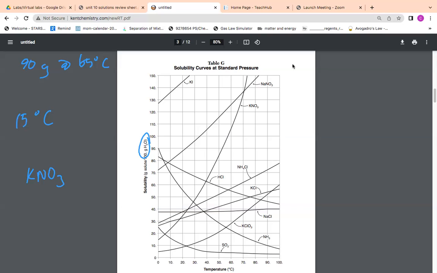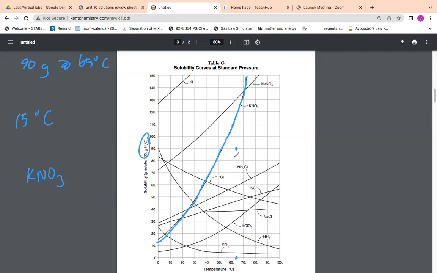So that's over here. Oh, this one's going to be hard to trace. Bear with me. Okay. There we go. Okay, so again, first we're at 65 degrees, which is right in between 60 and 70, and we were at 90 grams, which is right here. This is unsaturated. At this temperature, this amount of water can still dissolve more, okay? But all this stuff is dissolved. All 90 grams is dissolved at this point.